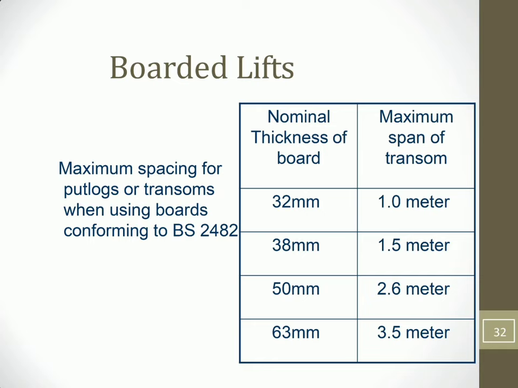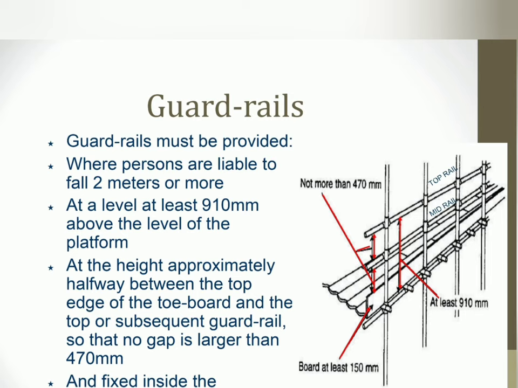And the next point, that important one, guardrails. We need to ensure at the workplace area whether guardrails must be provided, where persons are liable to fall 2 meters or more, at a level at least 910 mm above the level of the platform. See the pictures that clearly show it, at a height approximately halfway between the top edge of the toe board and the top guardrail, so that no gap is larger than 470 mm, and fixed inside the standards.